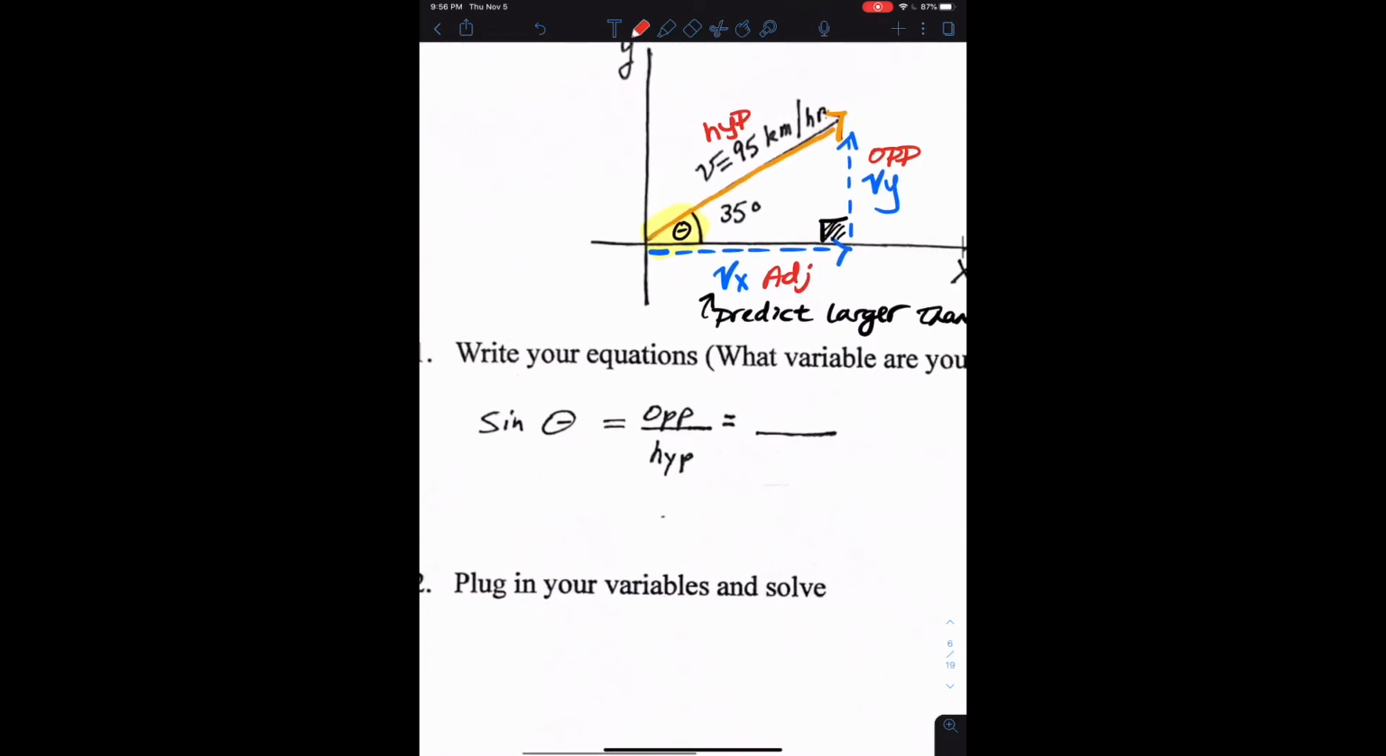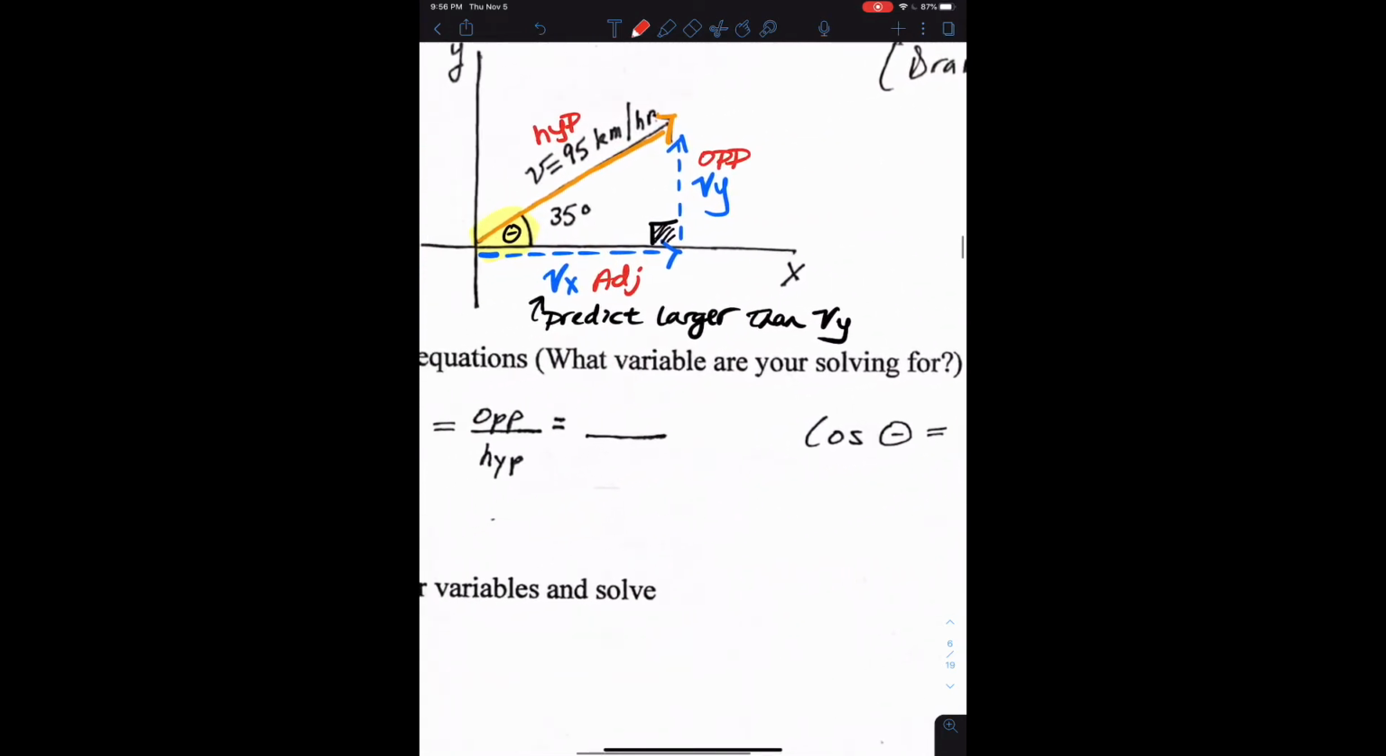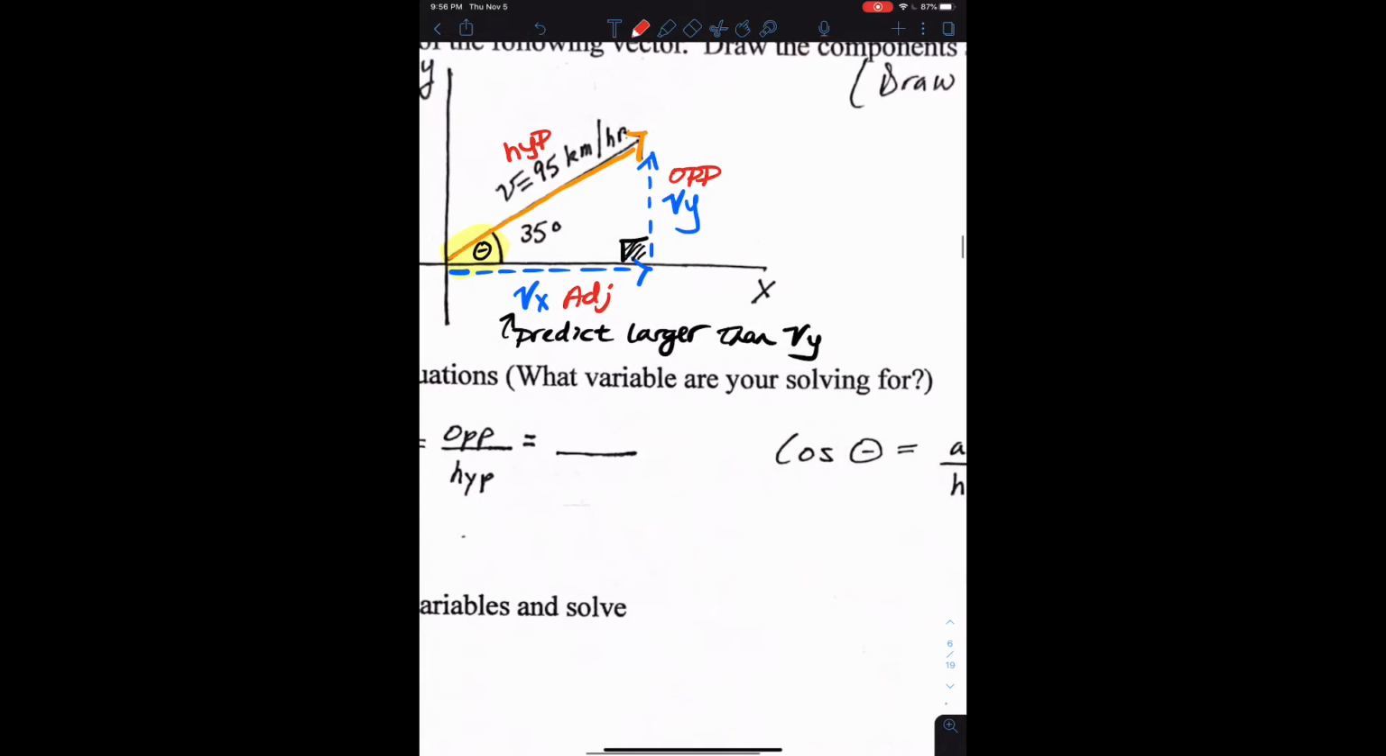It doesn't matter which one. We're going to end up using sine and cosine. There are other ways to do it, but this is always the most straightforward, and this is the way I always choose to do these problems. We want to solve for an opposite and an adjacent.